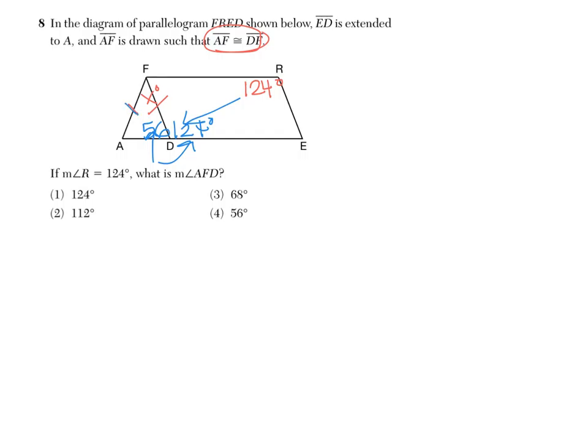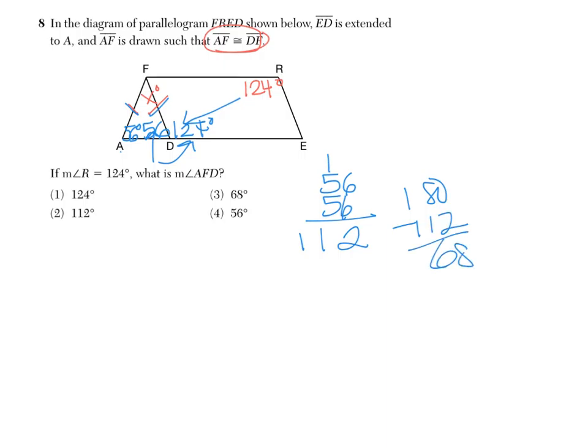Knowing that these two sides are congruent originally, then I can say that this angle is also the same because opposite congruent sides have congruent angles. And then I find that the sum of these two angles, angles A and FDA, is 56. So I subtract 112 from 180, and I get 68. So that is the measure of angle AFD.